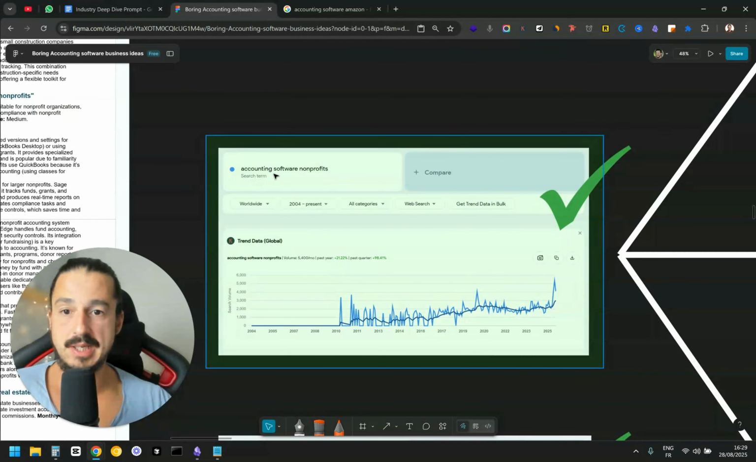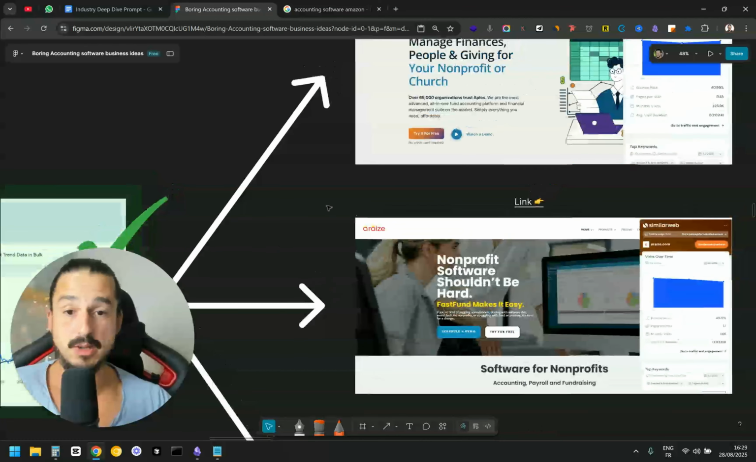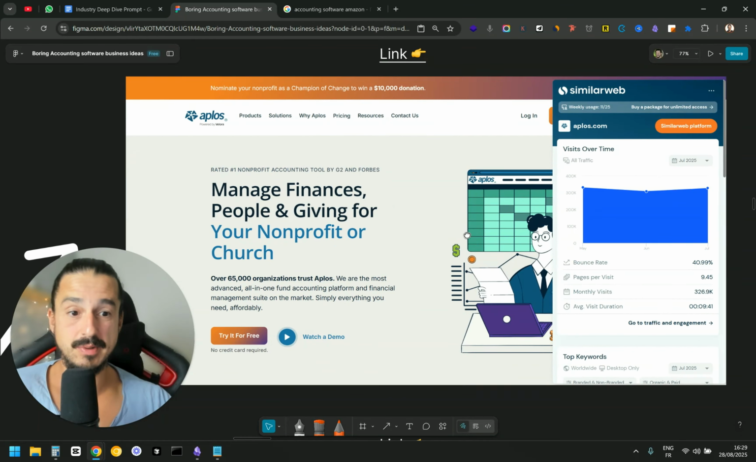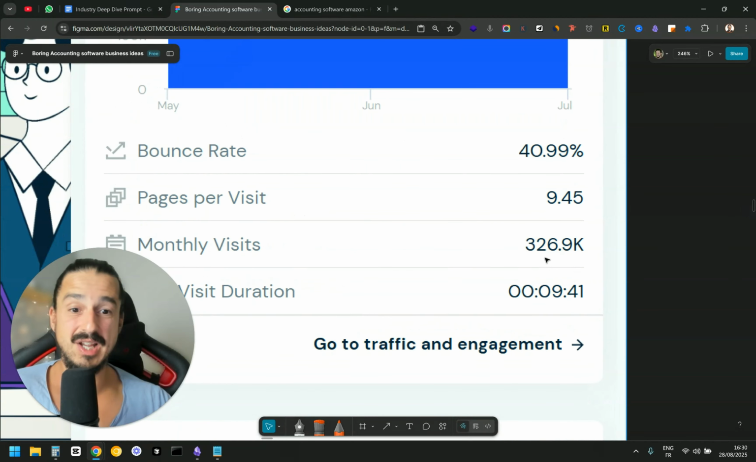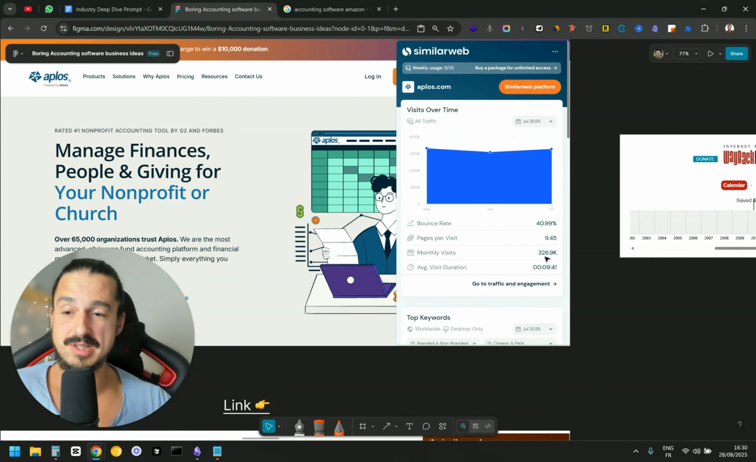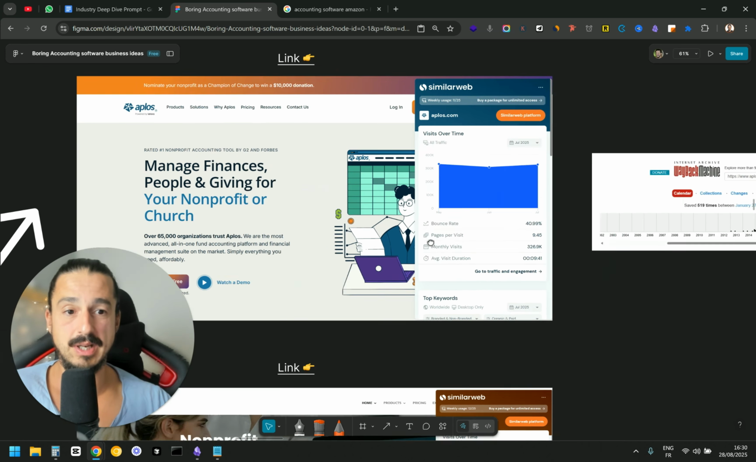Then we have here the accounting software for nonprofits. So something I didn't know anything about, but turns out there are quite big players here. You have A Plus, which is manage finance, people, and giving for your nonprofit or church, and it has 300,000 visits per month, which is very decent for an accounting software. I don't know what revenues they are making.